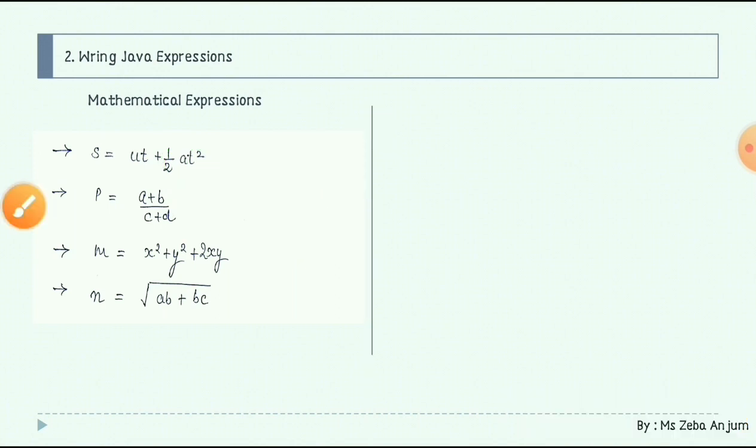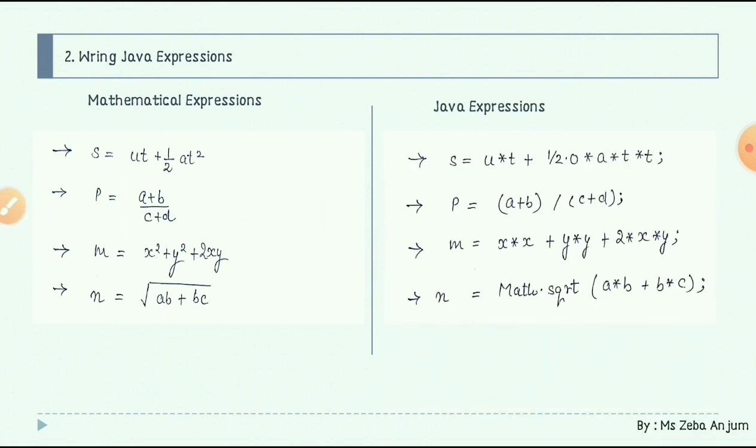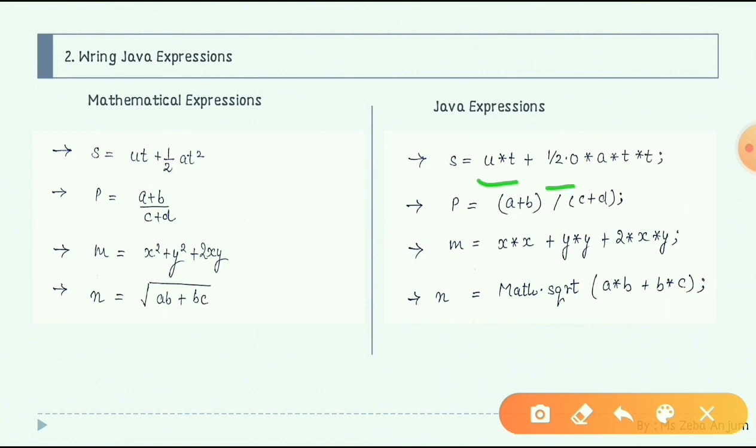When we try to convert these expressions into a Java expression, something like this will come. See, u into t, plus 1 upon 2.0 multiplied by a into t into t. The same goes for the second one. See, in the second one we are having (a + b) divided by (c + d).